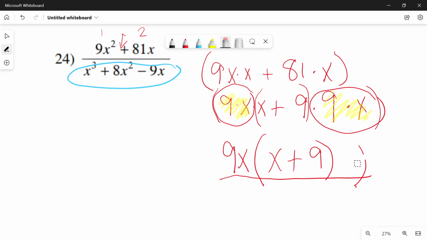Let me erase some of that stuff here. Okay, 9x times x plus 9. I think I want to do that because I'm pretty sure maybe there's something I can do. I don't know. We'll see. So now what I have here is this blue thing, right? x cubed. So I'm going to look at what this is. This is x times x times x, oh, that's x cubed.